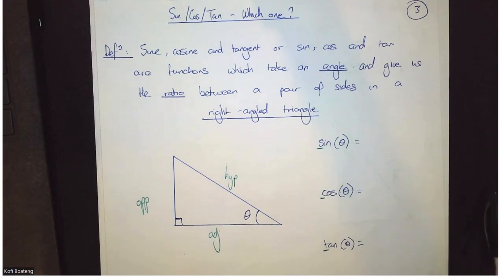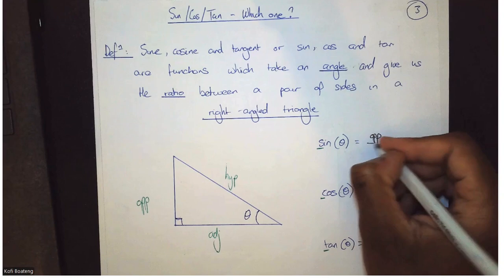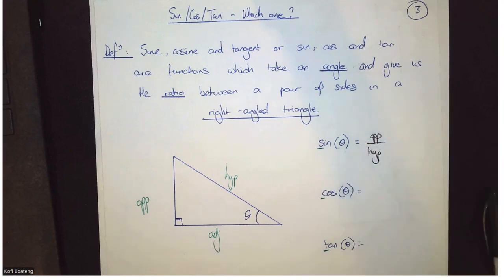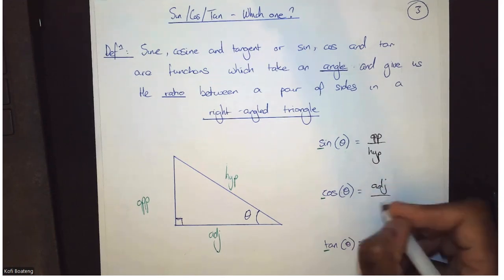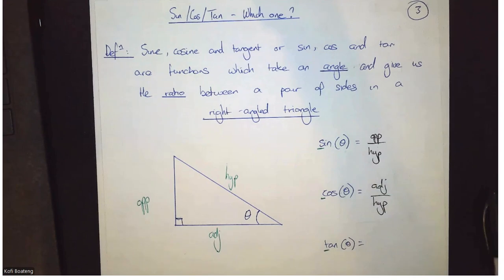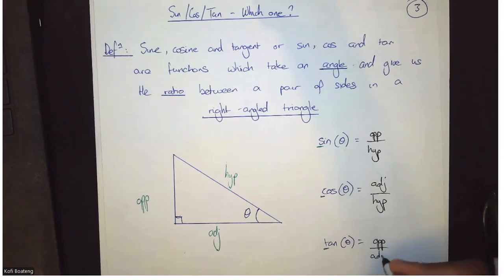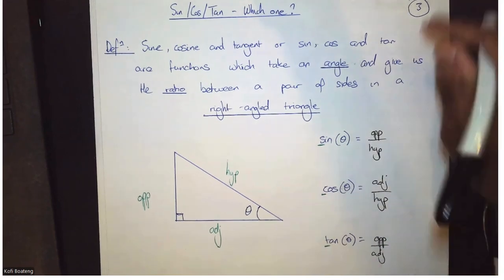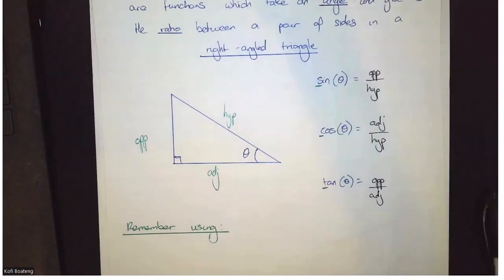Now, sine of theta looks at the ratio between the opposite over the hypotenuse. Cosine of theta looks at the ratio between the adjacent over the hypotenuse. And tan of theta looks at the ratio between the opposite over the adjacent. So, how do we know how to remember this?